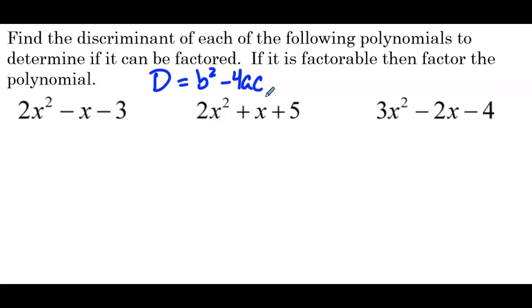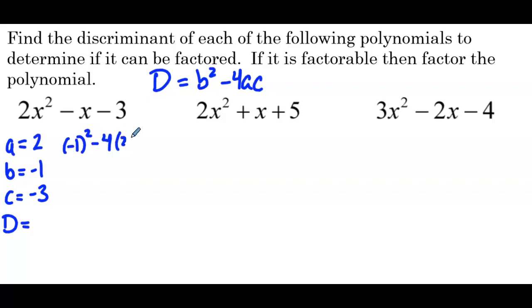So we're going to find the discriminant to decide if the trinomial is factorable. Right? We're looking for the discriminant to be a perfect square. So in this first example, 2x squared minus x minus 3. Okay, so let's list out our values. So a is 2, b is negative 1, c is negative 3. So our discriminant, which is capital D, is, let's see, b squared, so negative 1 squared, minus 4 times a times c.